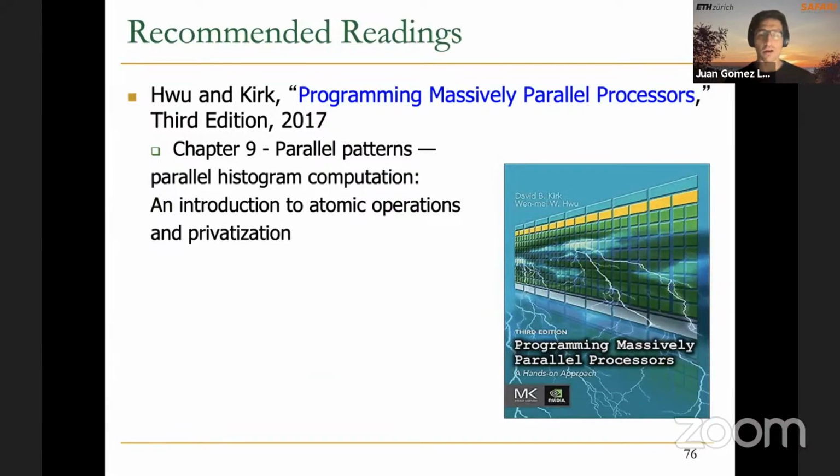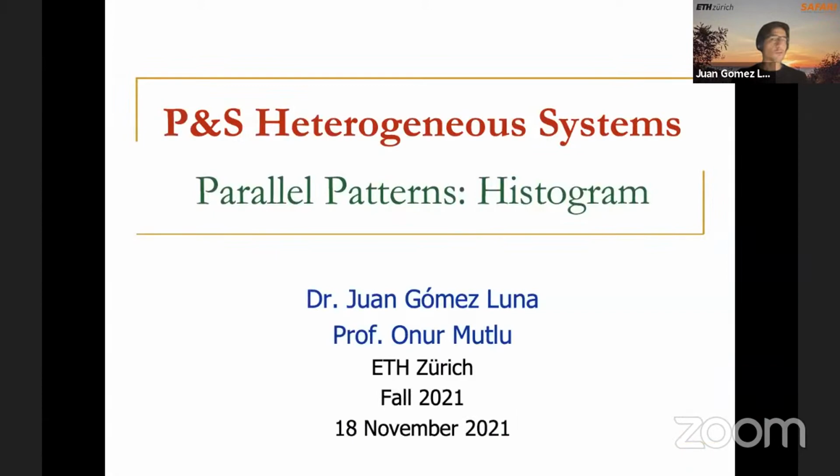But the most important thing today is that you are already familiar with how parallel histogram computation is performed. You have also been introduced to atomic operations and an important technique that is privatization, and we will likely talk about privatization in a later lecture as well. If you want to read more about histogram computation, atomic operations, and privatization, I can recommend chapter 9 in the Programming Massively Parallel Processors book. And this is all for today, from my side at least.